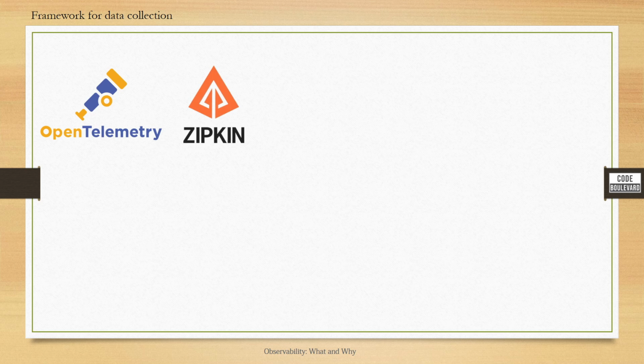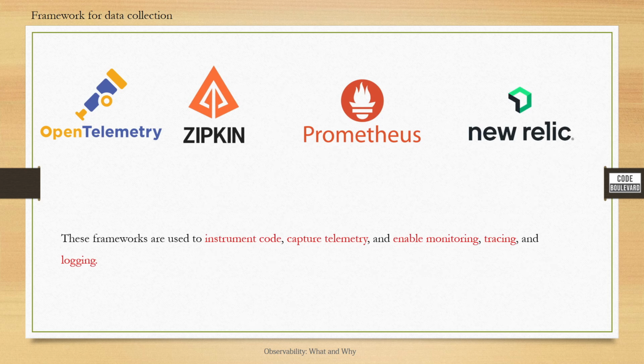Now let's talk about the frameworks that we already have for data collection. When we are talking about data collection, it means we want to gather some metrics from our application in order to analyze and monitor the behavior of the application. There are so many options out there, but I have listed some of the best here, like OpenTelemetry, Zipkin, Prometheus, and New Relic. These frameworks are used to instrument code, capture telemetry, and enable monitoring, tracing, and logging. With the help of these frameworks, you will be able to expose some metrics from your application.